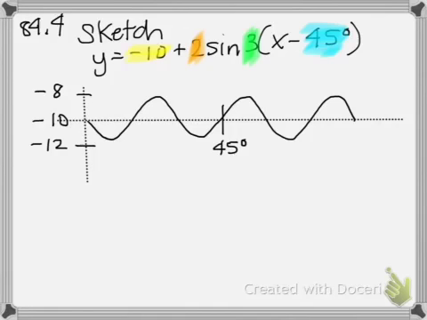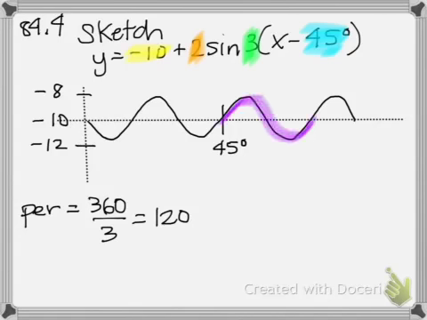The next thing we're going to look at is that 3. So we have to figure out what our period is. And remember, the period is 360 divided by this number. In this case, it's 3. So the period is 120. That means if we were to go one full rotation, that is going to be 120 degrees.